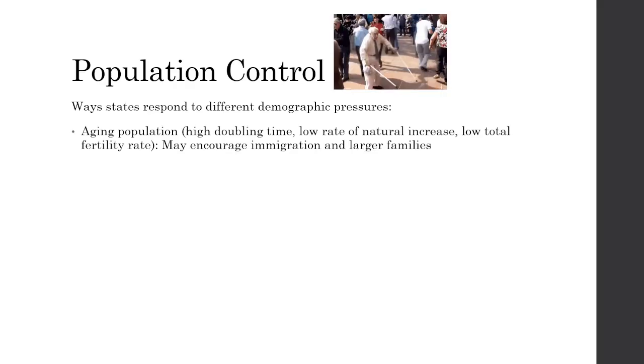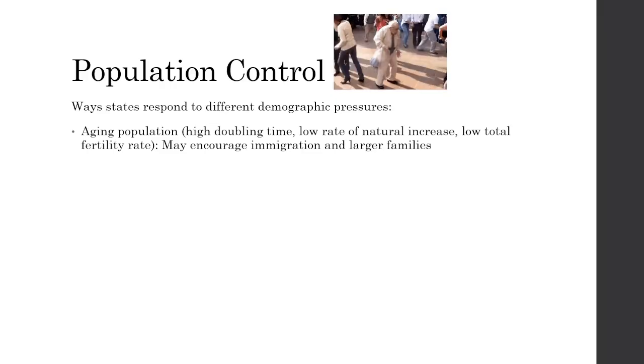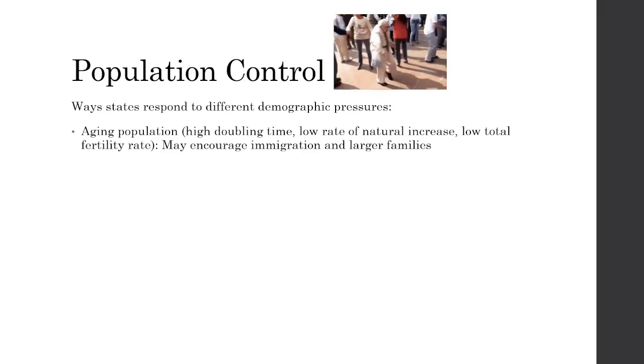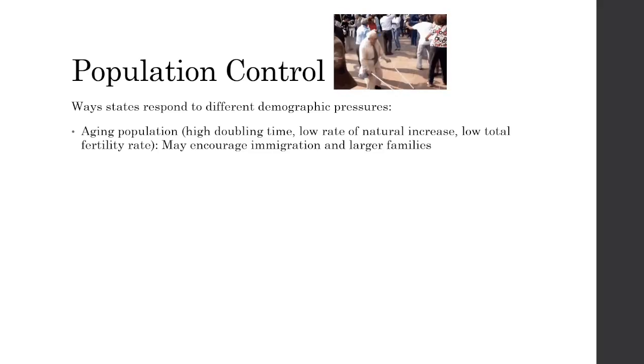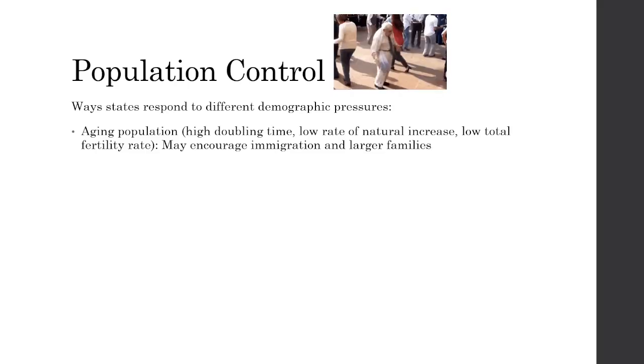So what about population control? Can we limit the population growth to help with this housing crisis? Or if the population is aging, can we bring some babies into existence? Well, there are ways that states can resolve different demographic pressures. So an aging population, which is due to a high doubling time, a low natural increase rate, and a low total fertility rate, may encourage immigration and larger families. Now, I just went through a lot of jargon that you may not understand. Let's go through this step by step.